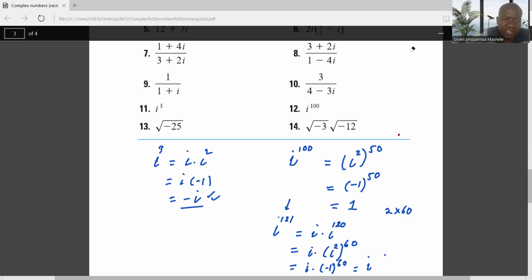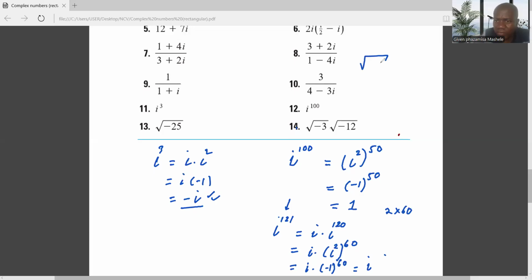Then how about this one, number 13? It says the root of -25. Obviously, this is the same as the root of 25 multiplied by the root of -1. And what is the square root of 25? It's 5. And we know the square root of -1 is just i. So the answer is 5i.